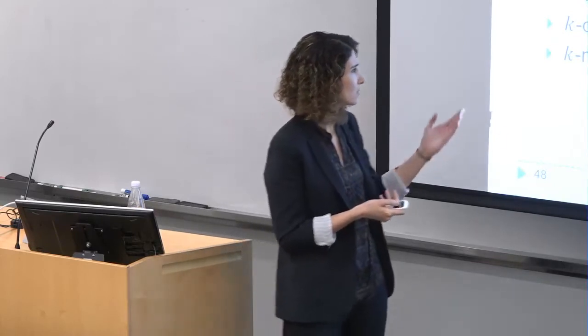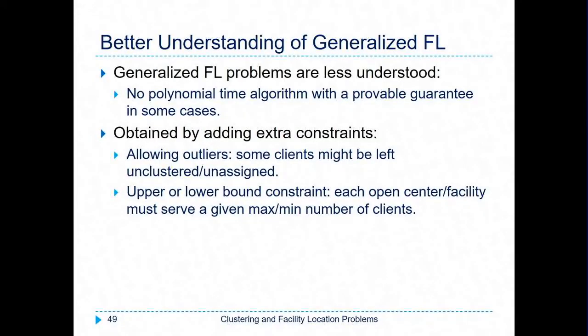There has been some work on K-center and K-means problems for finding fast algorithms. And of course, for basic clustering problems, we already know good polynomial time algorithms. But how about the generalized facility location problem? For this problem, we don't even know a good polynomial time algorithm that gives us some guarantee.